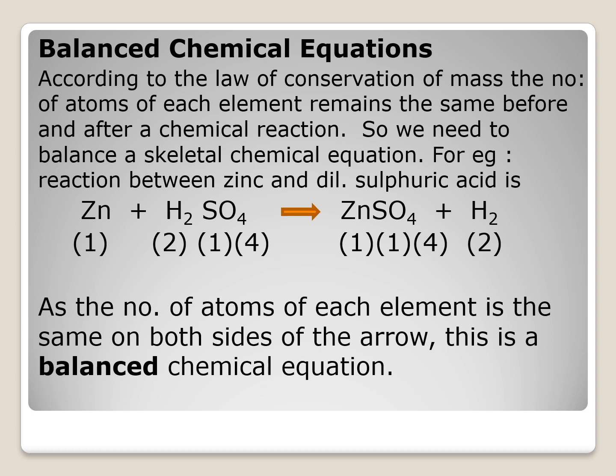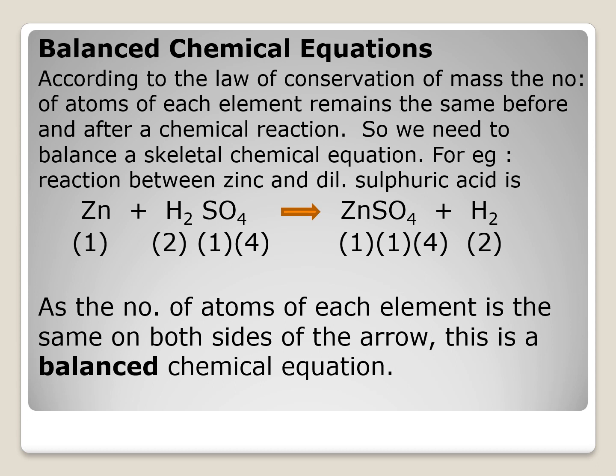Balanced chemical equation. Why to balance an equation? According to the law of conservation of mass, total mass of the reactants is equal to the total mass of the products. That is, the number of atoms of each element remains the same before and after a chemical reaction. So, we need to balance a skeletal chemical equation.